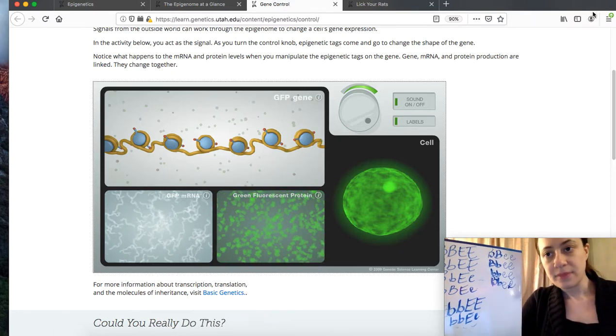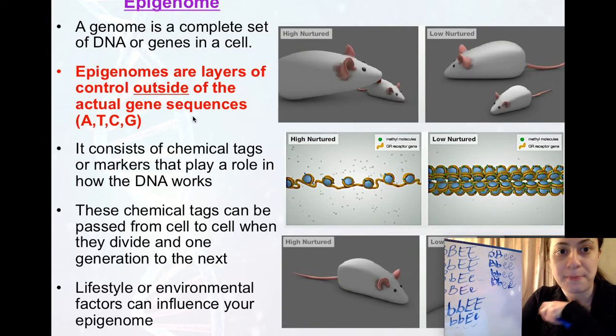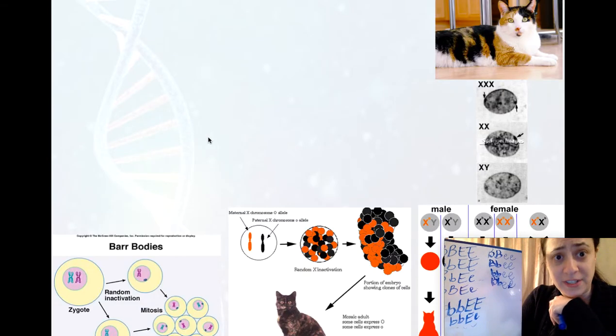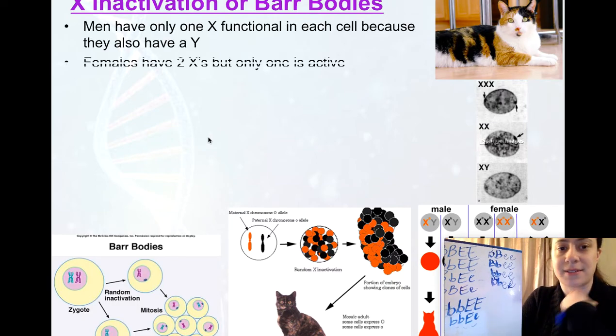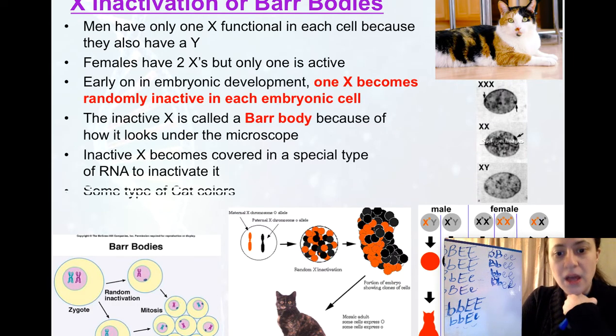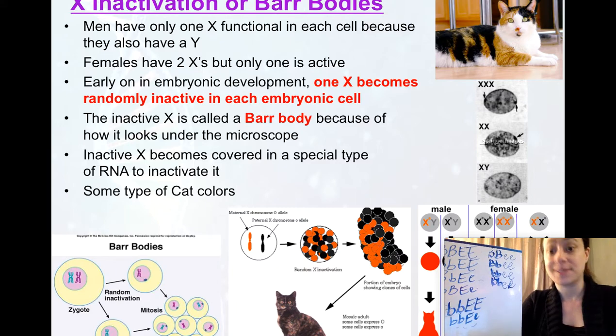All right, so let us wrap things up and finish up with this last pattern of inheritance. There are some traits in humans that are not so easily observable, but in cats, these are really observable. So cats are a great example to use to teach this. Now, early on in embryonic development, if you're a female with two X chromosomes, one X chromosome randomly becomes inactive in each embryonic cell.